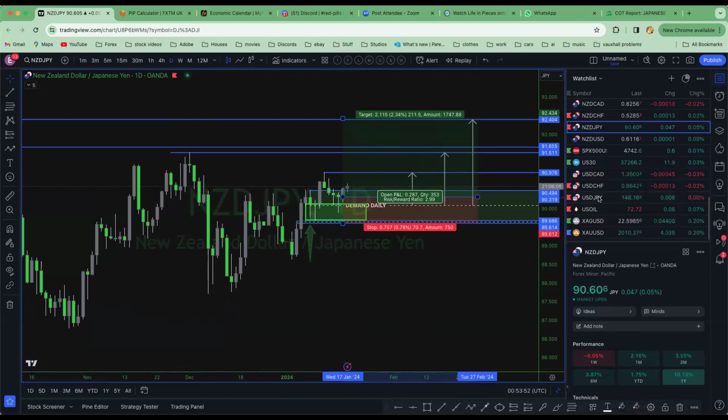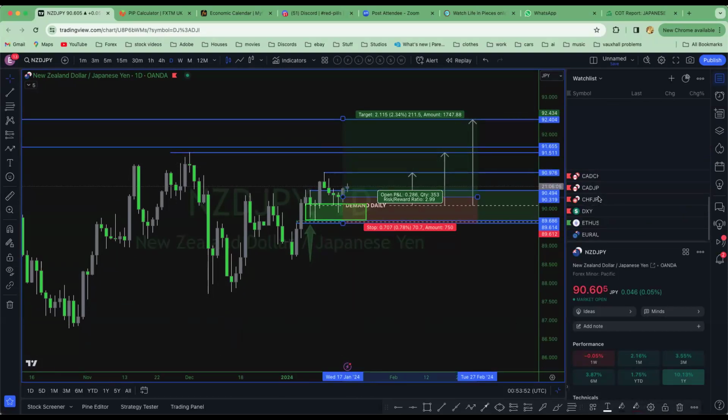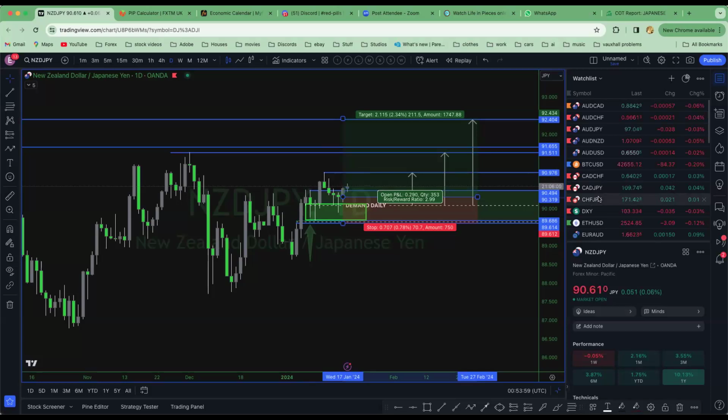German 30. German 30 will continue to sell. You might as well hold that to the end of the month, I think. I think it will keep selling to the end of the month now.